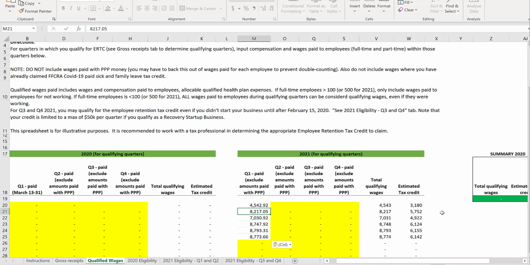So for example, if this person here had $16,400 rather than the $8,200 they were getting paid, it would cap it at $10,000 and then give you the total estimated credit that you could get of $7,000. Okay. So we're going to back that out because these are the only wages during the quarter that were not paid with PPP. All right.